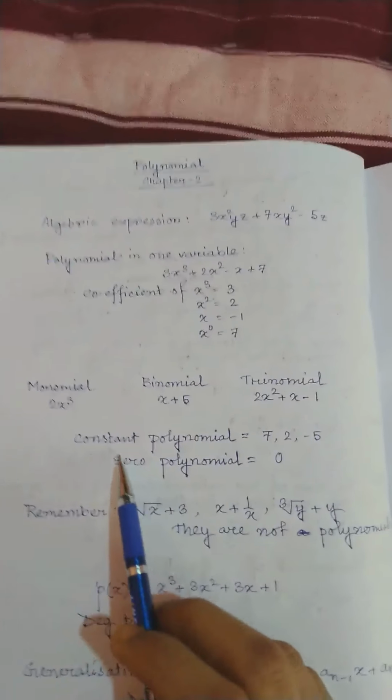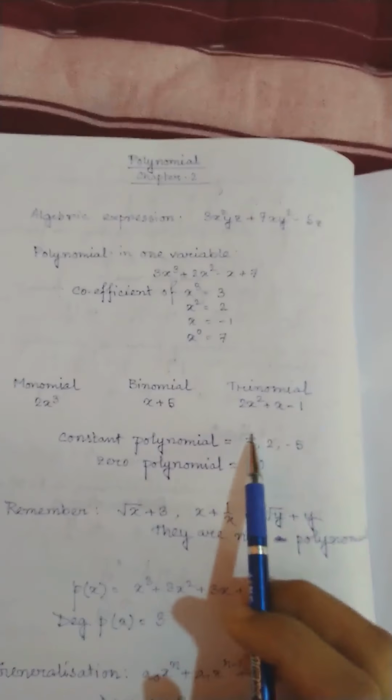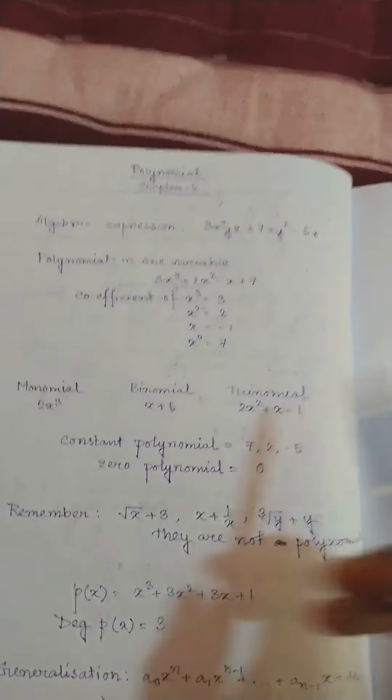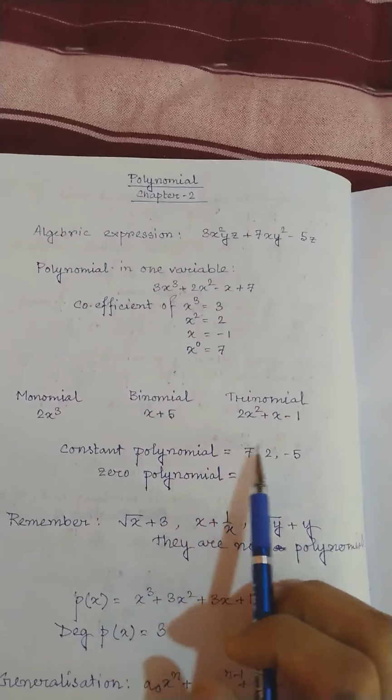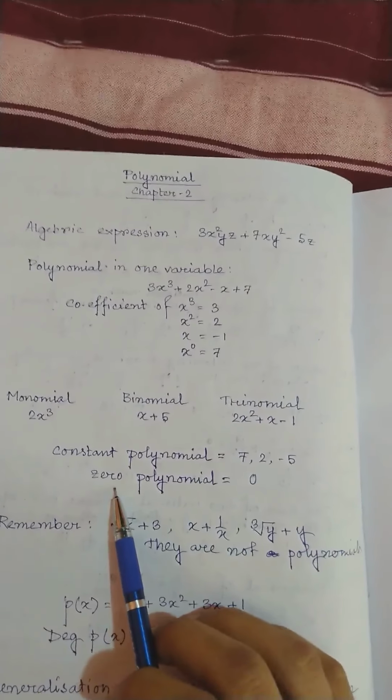Now what is a constant polynomial? You have to learn about this. This is a very important polynomial. Any constant number, suppose 7, 2, minus 5 or something, is called a constant polynomial because this polynomial contains only the constant term. What is a zero polynomial?